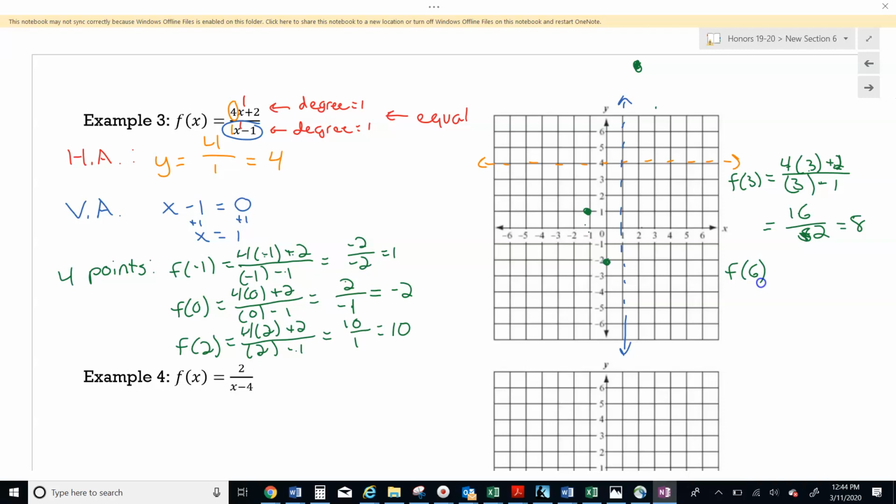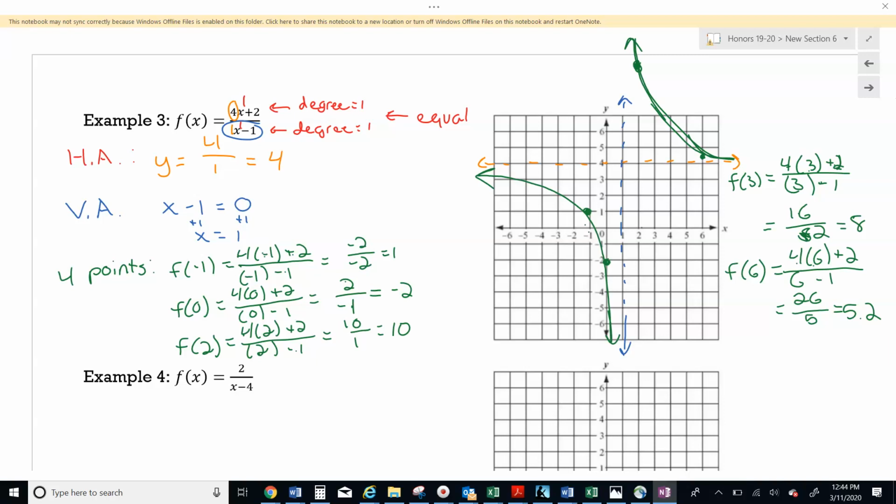I want to find one more point. Let's find 6. So it's at least on our graph. 24 plus 2, that's 26 over 5, which does simplify to 5.2. I did those kind of quick, just so we did have a point on the graph. So at 6, it's at 5.2 here. So it's a wider arc there, even though they're still getting close. Okay?